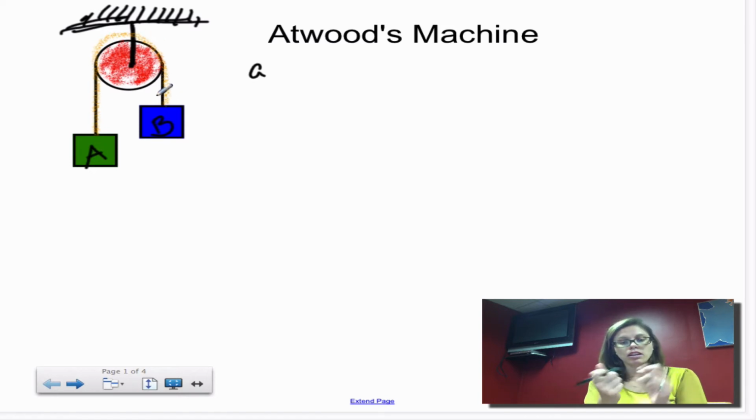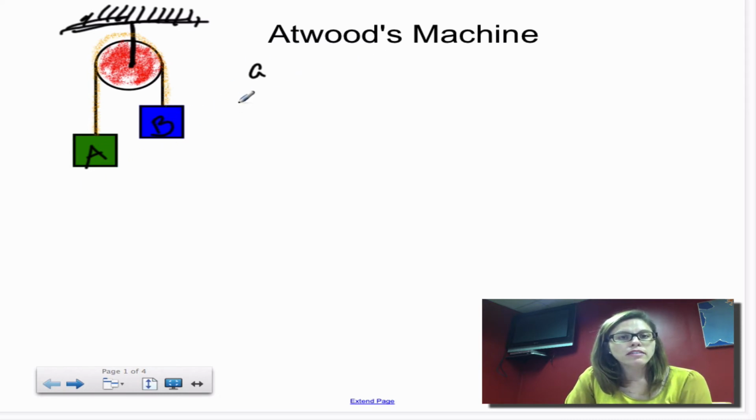So think of a train. The front of the train can't move any faster than the back of the train. And even though it may go through some wobbly tracks, the front is not going to be moving any faster than the back of the train. So the acceleration is going to be the same for A and B.